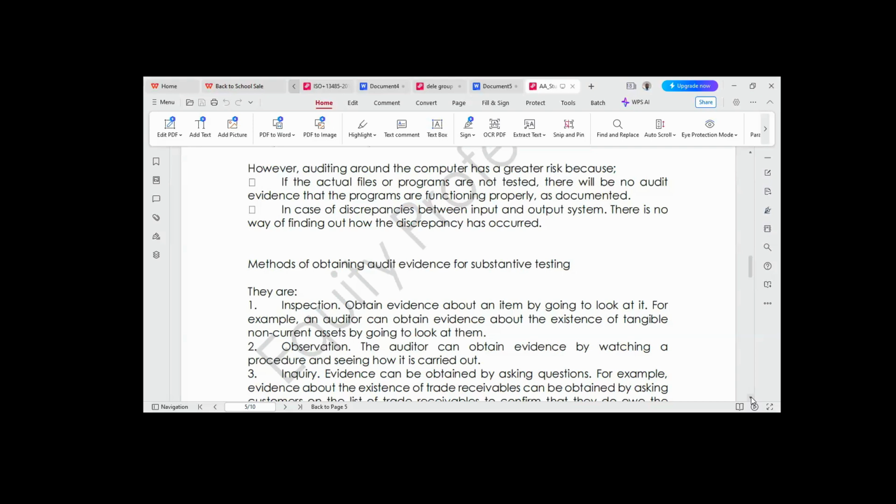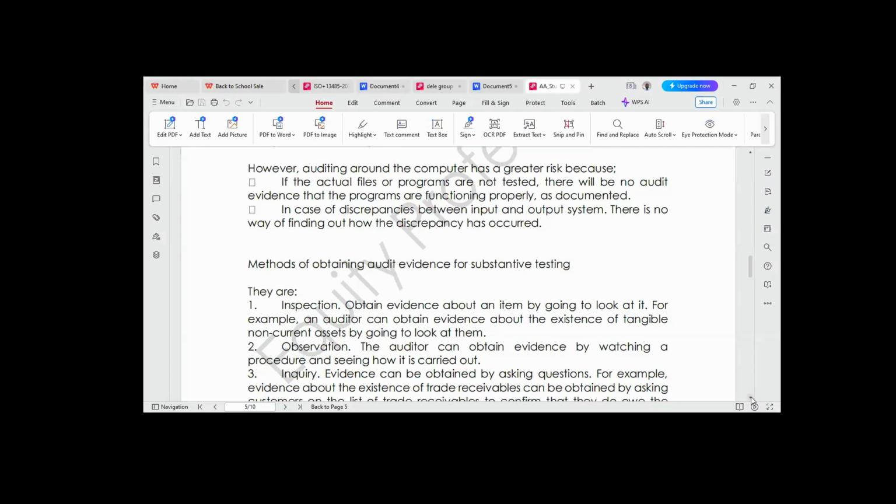You check the status. For instance, for your assets, you need to check whether those assets actually exist. You need to inspect them. You need to go for asset verification. Then for your inventory, you might need to also check them, because sometimes the expiring date of the product would have passed, the inventory would have expired. So you need to go and check them.